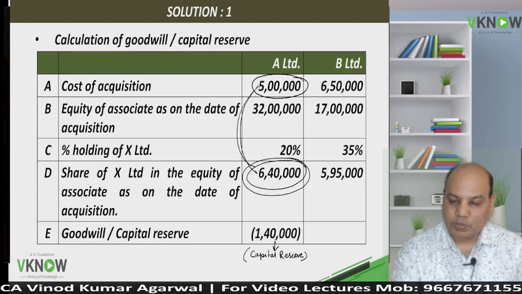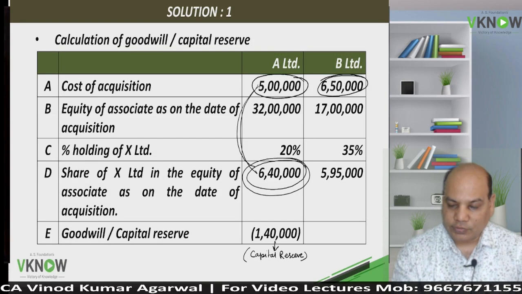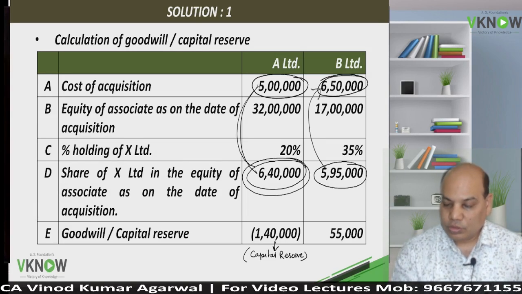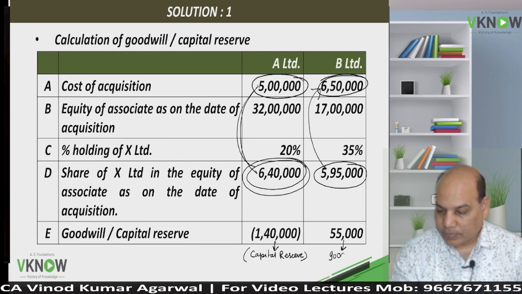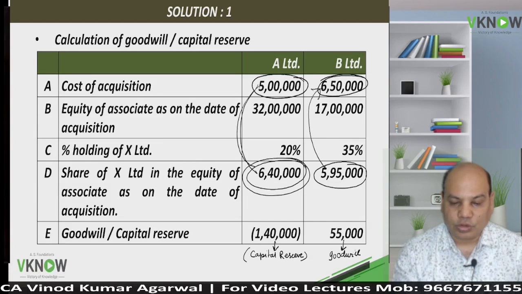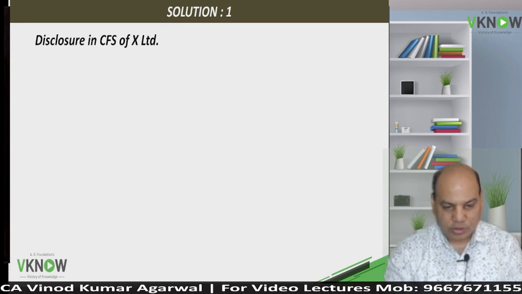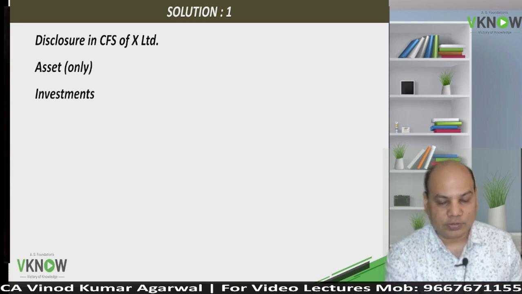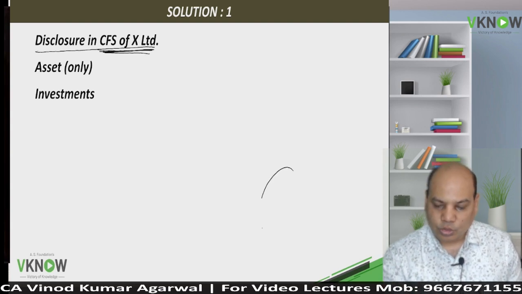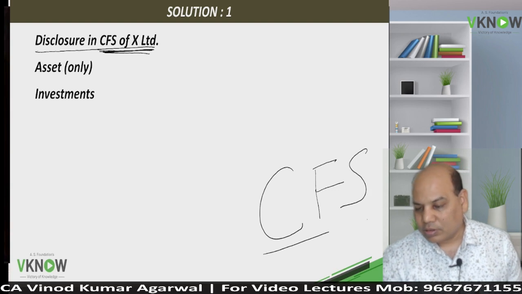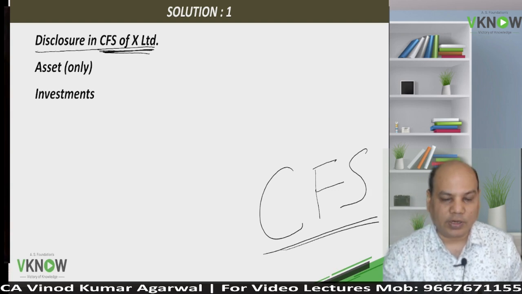Okay, try the next one, B Limited. Cost is 6,50,000, but the share in net asset is less. You paid more. So this will give rise to goodwill. This 55,000 is goodwill. So the first task we did is to compute goodwill or capital reserve. And now the second task I have to do is to give disclosure in the balance sheet. These disclosures are applicable in CFS. This whole chapter is applicable if the entity is preparing consolidated financial statements.